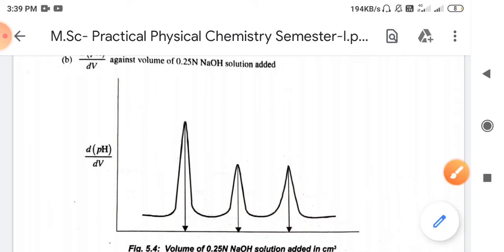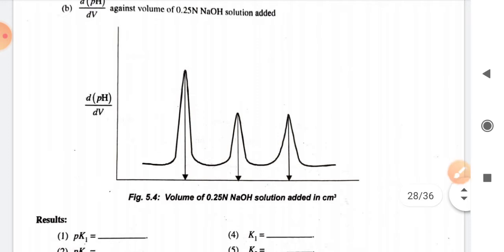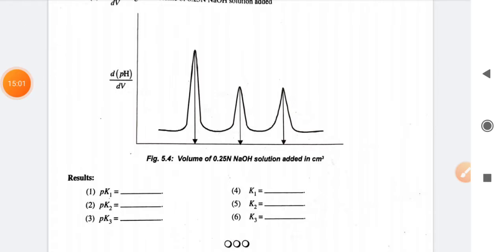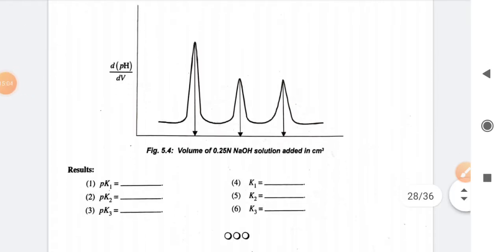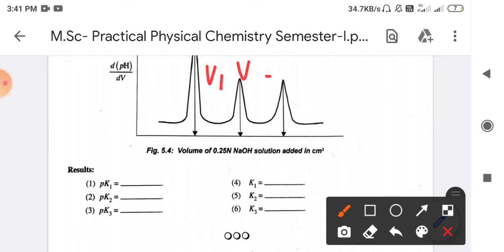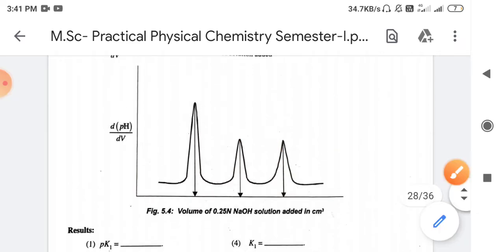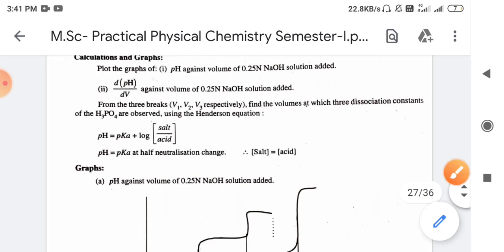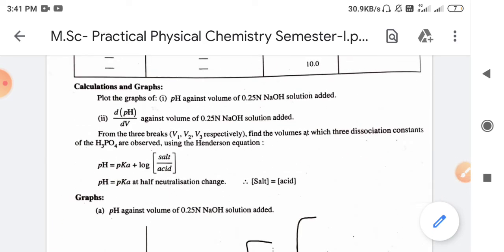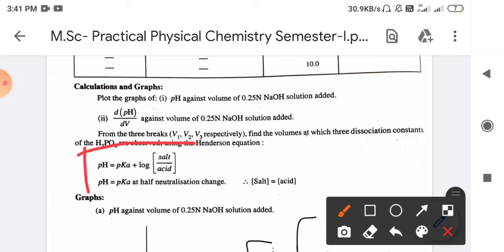Based upon these 3 peaks we arrive at the pK values. From this graph we get the three values V1, V2 and V3. Once we have these values of V1, V2, V3, we put them in the Henderson equation, that is pH equals pKa plus log of concentration of salt upon acid. At half equivalence point, the concentration of salt is equal to acid.